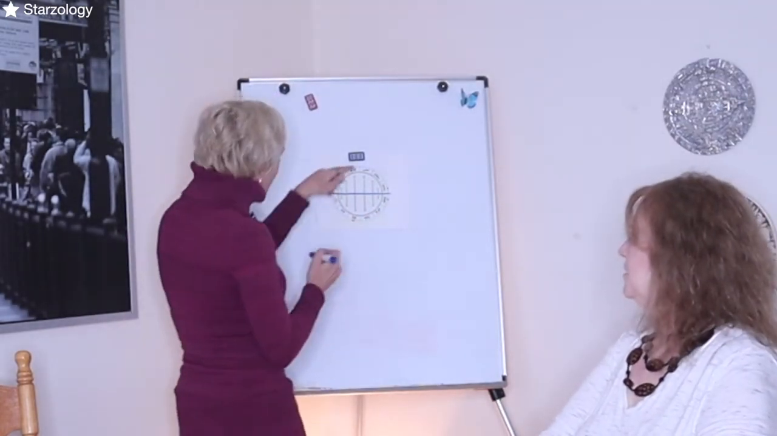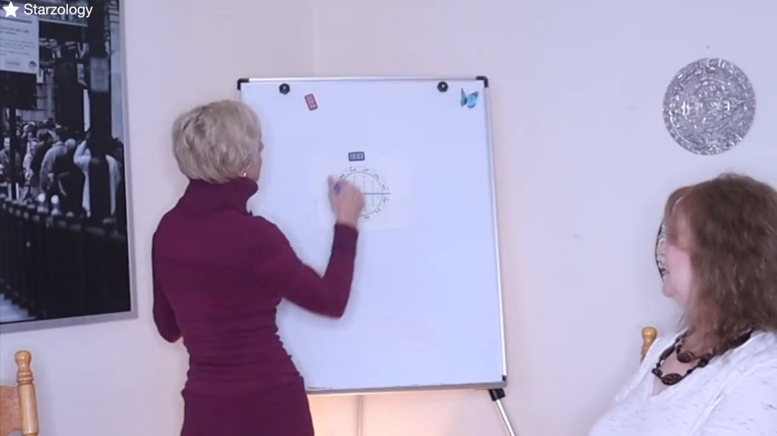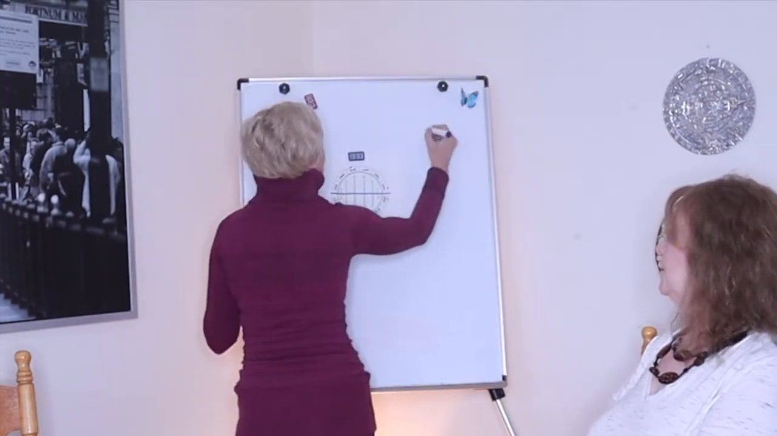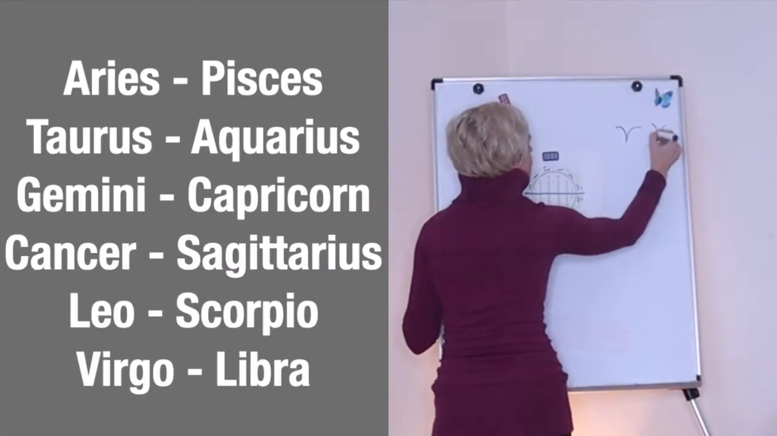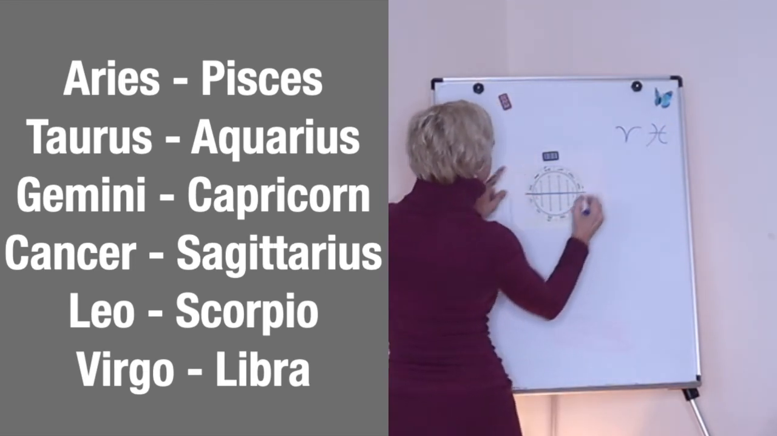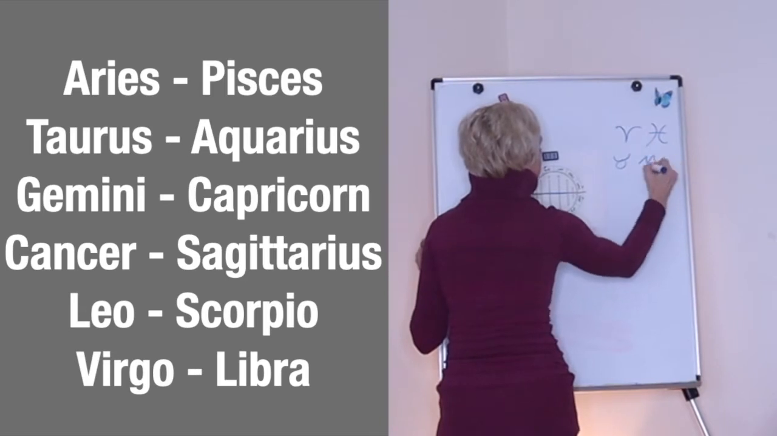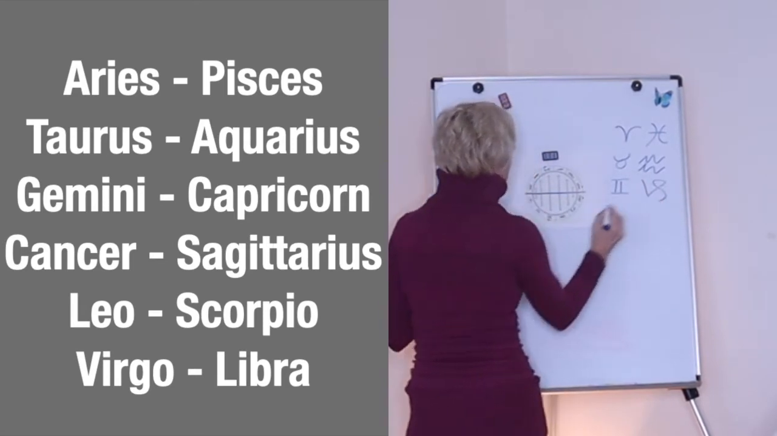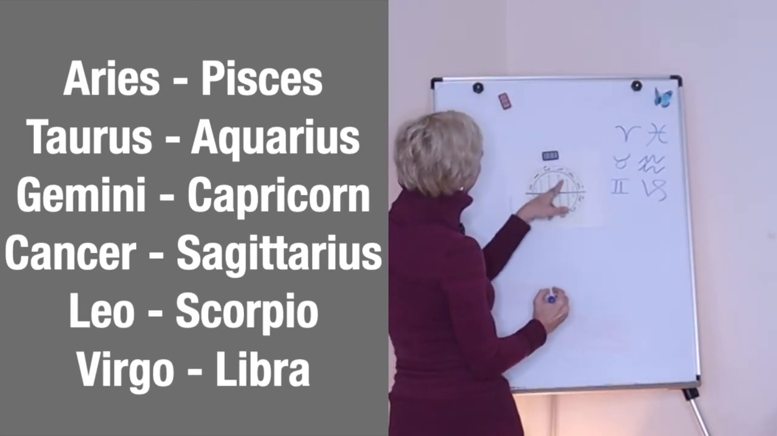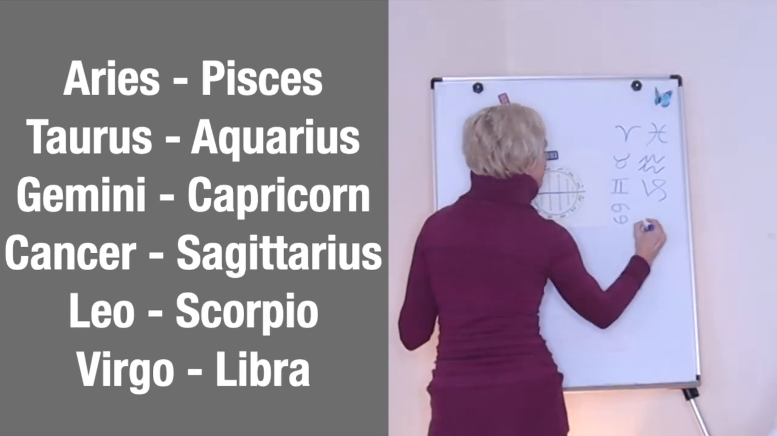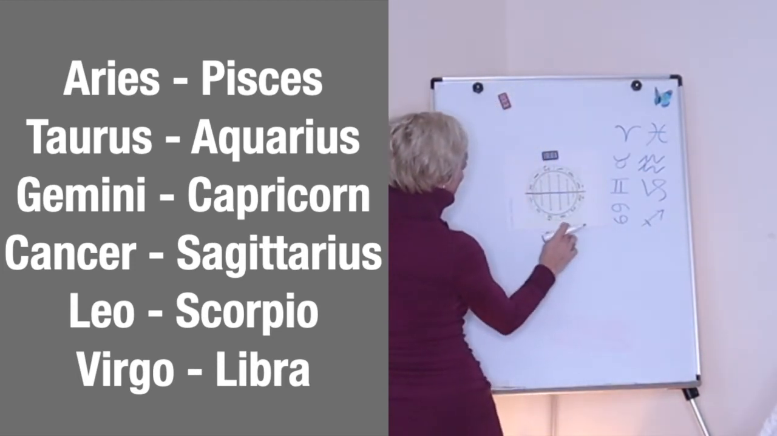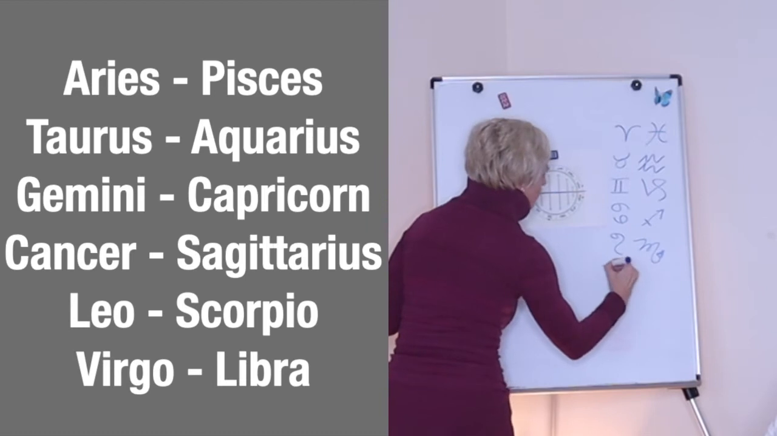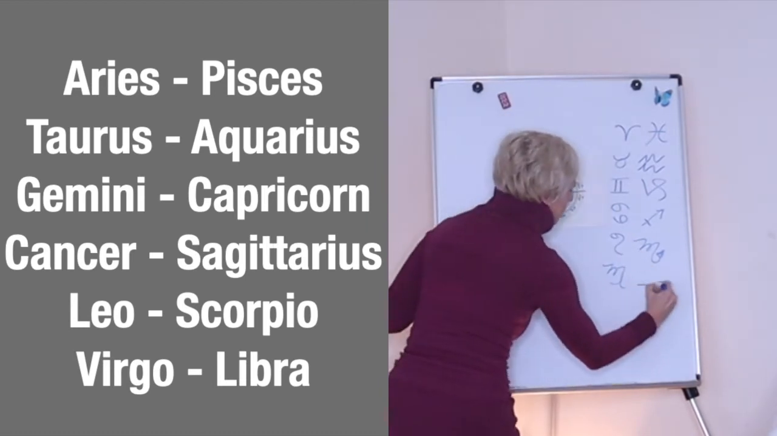Step 2: you'll see that we have up and down arrows here. What are the signs that could possibly be contra-Antiscia? Well, we have Aries and Pisces. So the pairings are different now. Taurus and Aquarius. Gemini and Capricorn. Cancer and Sagittarius. Then we have Leo with Scorpio, and finally Virgo with Libra. So now our pairings are different.